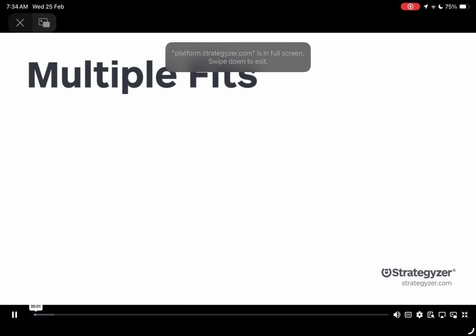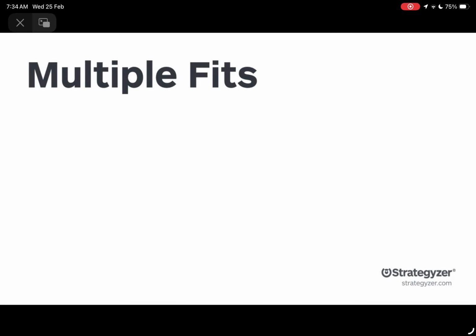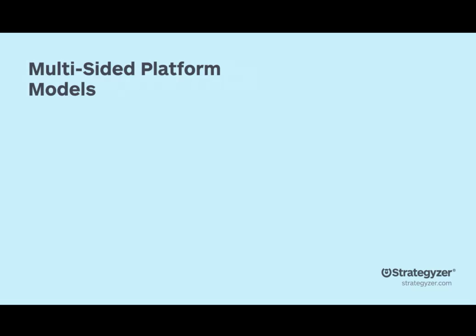In this lesson, we look at multiple fits. You have multiple fits when you need several value propositions for your business model to succeed. The first example we're going to look at is when you have a multi-sided platform model.